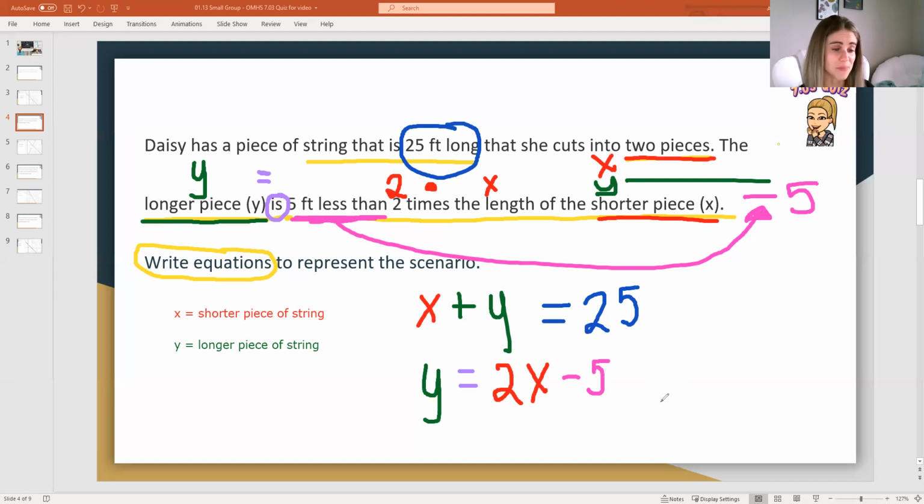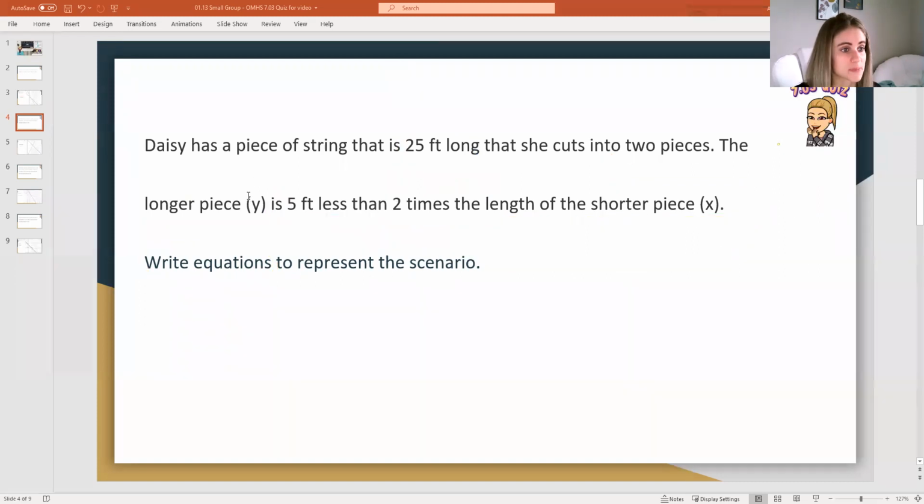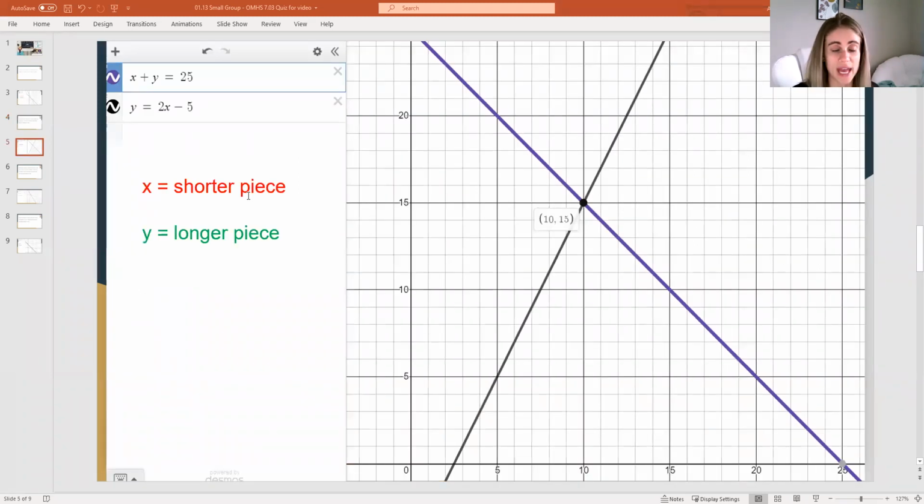Now for me, if I look at this and I were to be asked to take the next step and solve and find the length of each string, because one of them is in slope-intercept form, I would choose to solve this by graphing. So convert that top equation into slope-intercept form and graph them. Let's clear this and see what we get when that happens. All right, here we have them graphed. And just as a reminder on this screen, X is the shorter piece, Y is the longer.